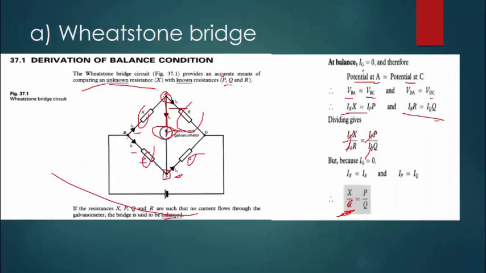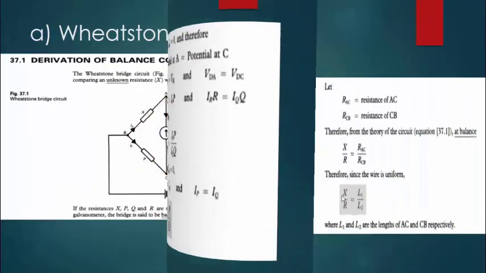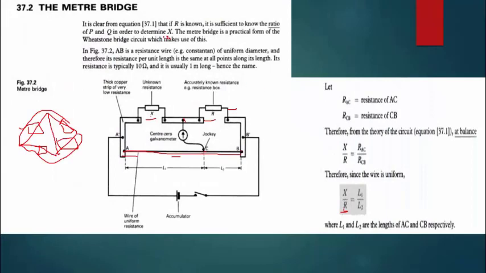If R is known, we can know this ratio here. This ratio. Finally we determine X. So if you are given these, you will generate data and so on, and at the end of the day you will get X. So the meter bridge is a practical form of Wheatstone bridge circuit which makes use of this, as I said.